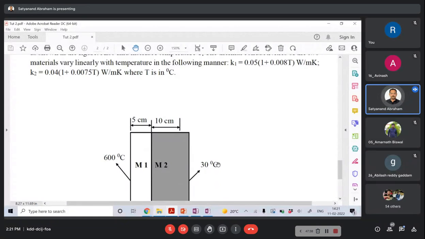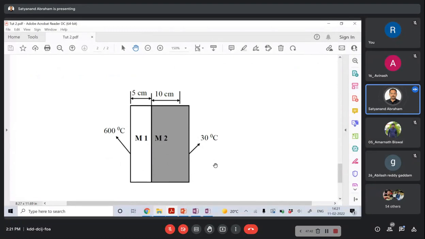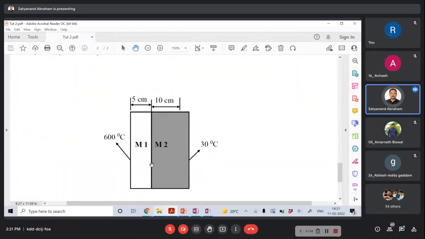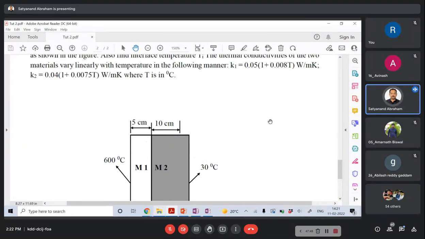We have the temperature on both sides, and the thickness is given. So with a thermal resistance analogy, we can simply do that. But the catch is that the conductivity is going to be a function of temperature. Therefore the resistance is going to be a function of temperature. In that case, obviously, we cannot go with the thermal resistance analogy.